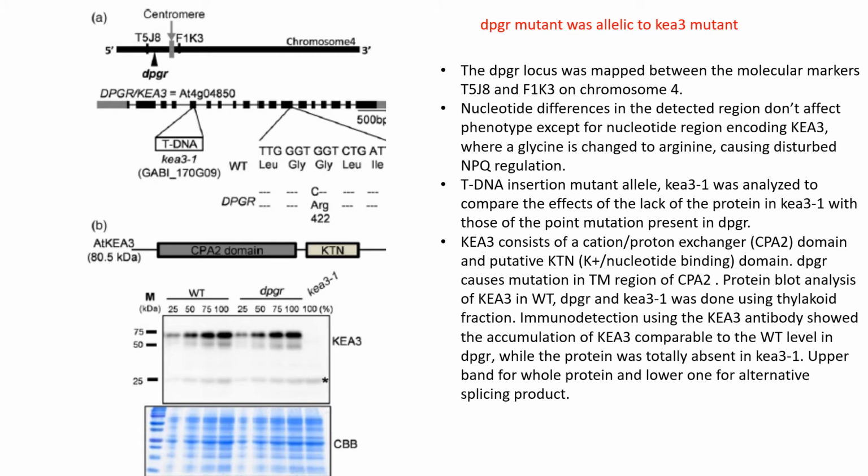The upper band observed in the immunoblot is for the whole protein of approximately 80 kilodalton, and the lower band is a product of alternative splicing of the protein. You can also see the bands in the Coomassie blue stain for protein analysis in the bottom figure of this slide.